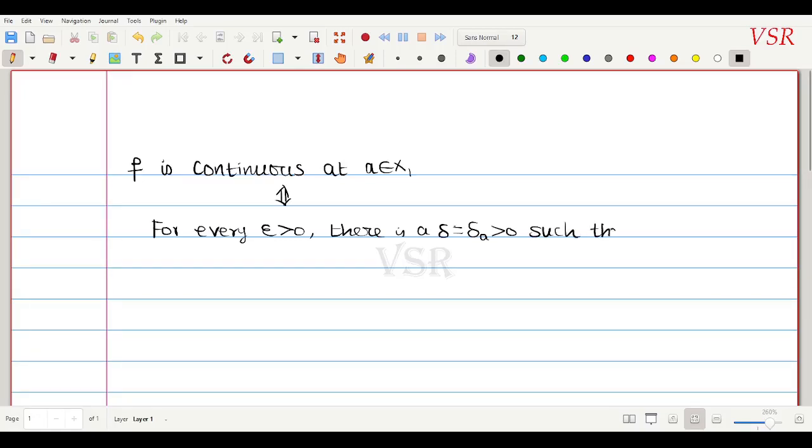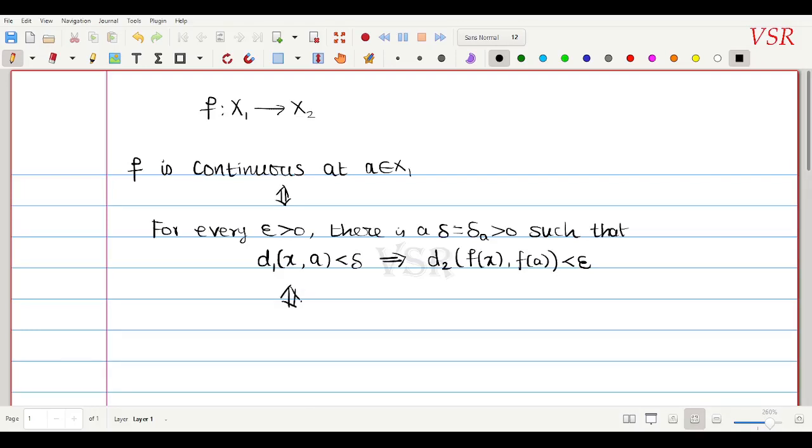அப்படின்னா, that is whenever distance between x comma A is less than delta, இது எங்க உள்ள distance? X1 distance. Note that F is a function from X1, a metric space, இருந்து X2-க்கு போகக்கூடிய மாதிரியான ஒரு function. So D1 of x comma A less than delta would imply that distance between F of x comma F of A is less than epsilon அப்படி இருக்கணும். இது முதல் கண்டிஷன். ரெண்டாவது ஈக்குவலன்ட் கண்டிஷன் என்ன ப்ரூவ் பண்ணிருக்கோம் அப்படின்னா, we have proved in this way.